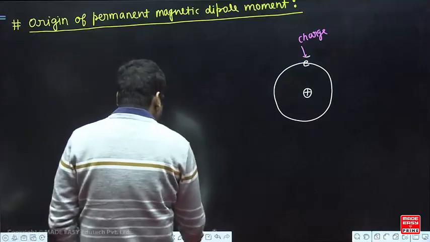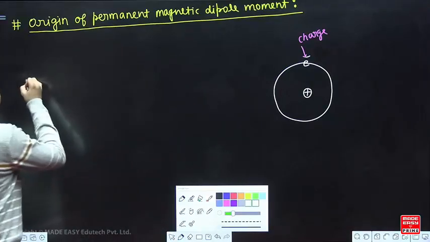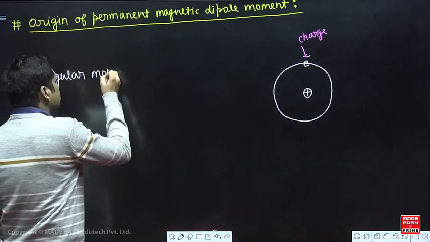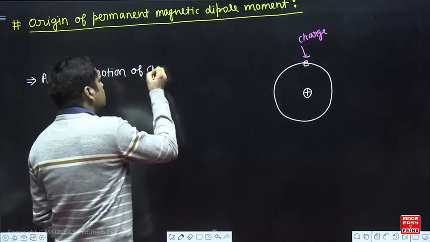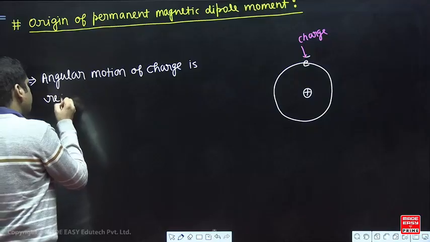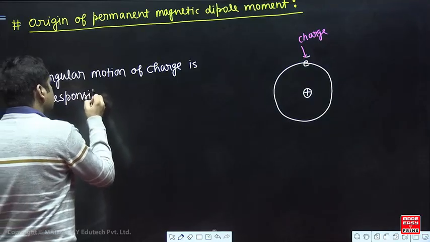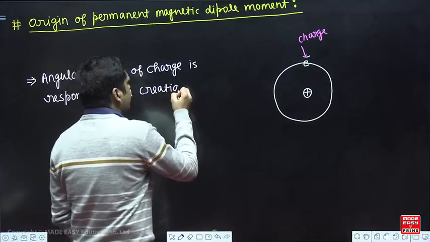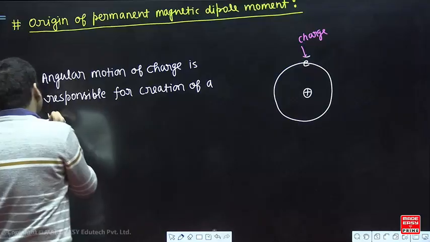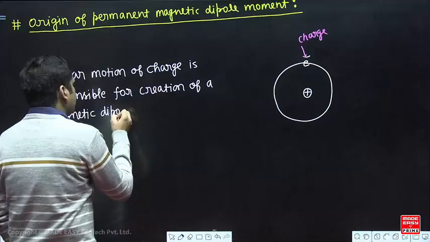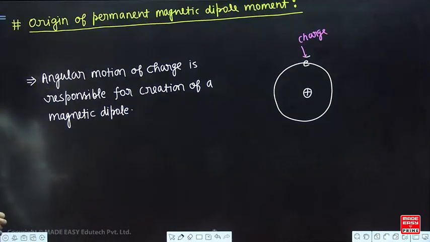So we can write: angular motion of charge is responsible for the creation of a magnetic dipole. Angular motion of a charge is responsible for creation of a magnetic dipole.